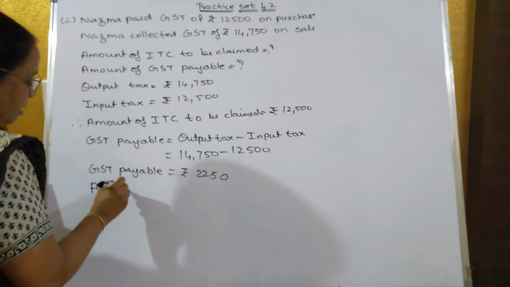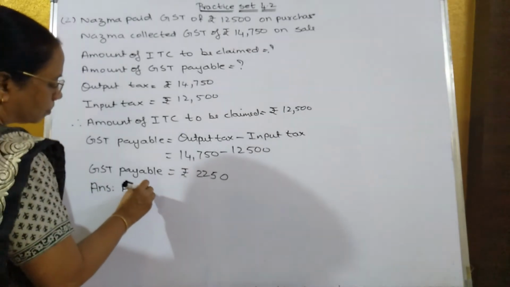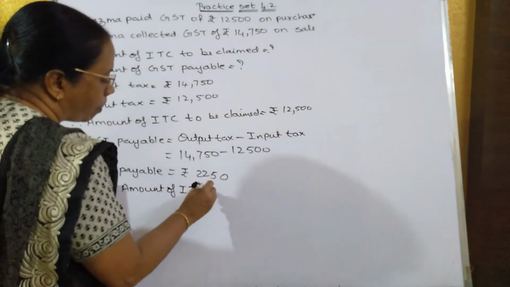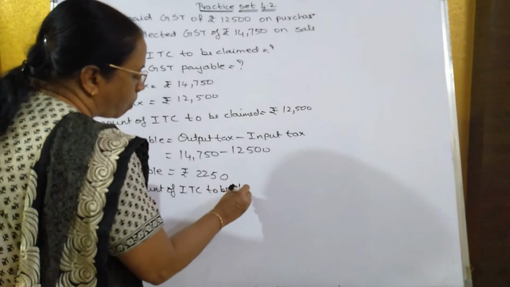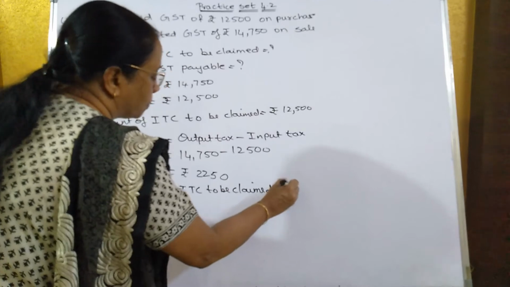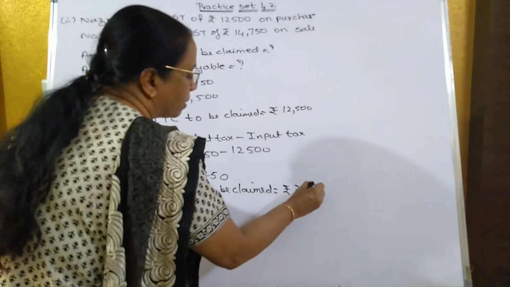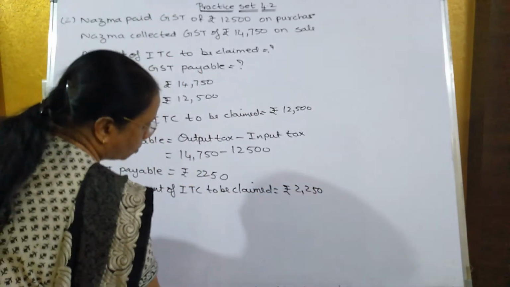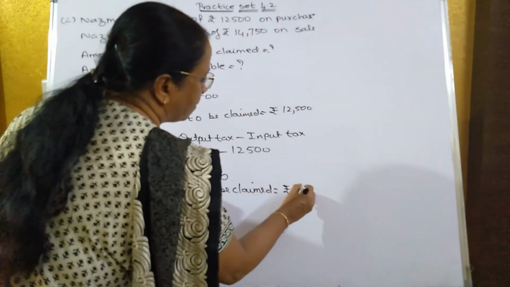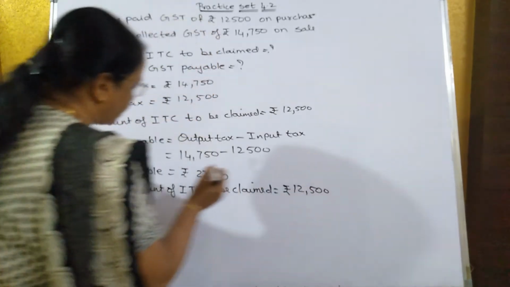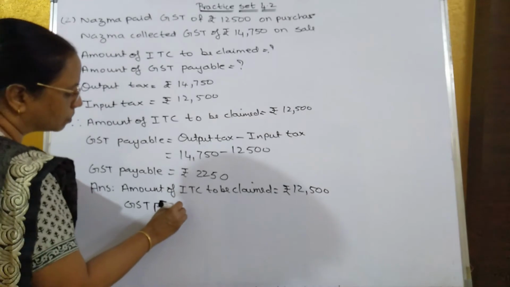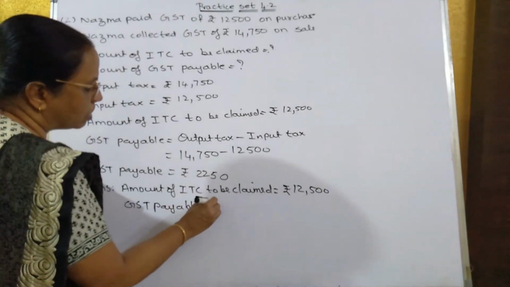Amount of ITC to be claimed is equal to rupees 12,500, and GST payable is equal to how much? Is equal to rupees 2,250.